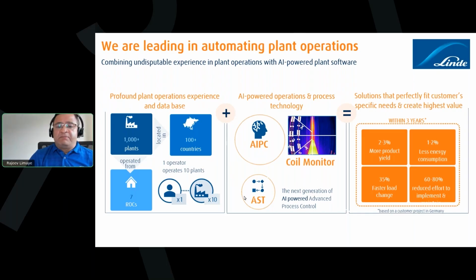All in all, these applications have proved very promising in reducing our operational expenditures. We could see about 2% reduction in energy consumption and an increase in product yield. We are able to achieve faster load changes with applications such as AI plant control, and most importantly, a significant reduction in the manpower effort to maintain these applications.